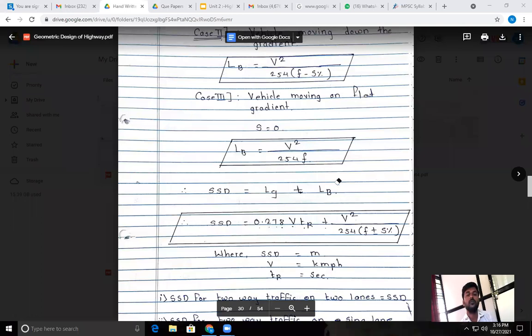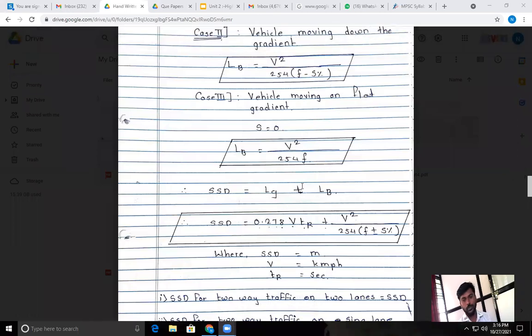Then write down this formula. Total SSD is equal to 0.278 Vt plus V square upon 254 into bracket f plus or minus S percentage, S or N, whatever you want to take. Just a reminder that it is the gradient percentage.